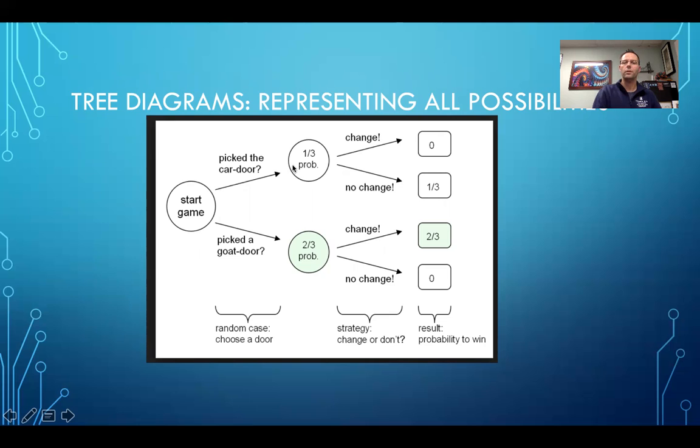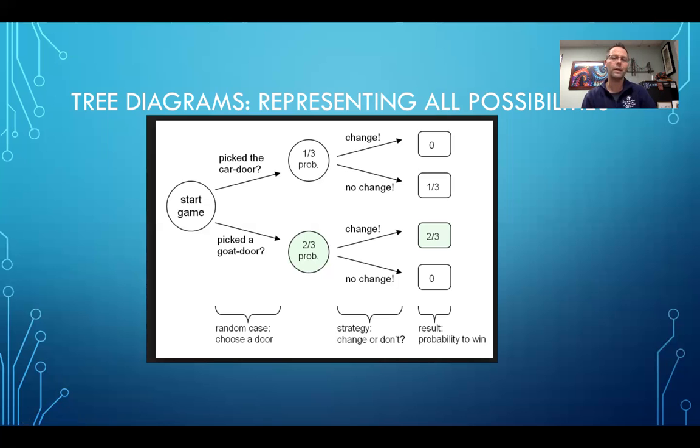I could pick the door with the car, and there's a 1/3 probability of that. And if I pick the door with the car, and I change my guess, I'm going to lose. The probability of winning is 0. But if I pick the door with the car and I don't change, then I'll win the car. And there's a 1/3 chance of that happening. The other scenario is I pick a goat door, which there is a 2/3 probability of, and I change to the car. So there's a 2/3 chance that I get the car. But of course, if I pick the goat door and I don't change and I stay with the goat, then there's a 0% chance of winning. So there's twice as good a chance of winning if you pick a goat door and switch.